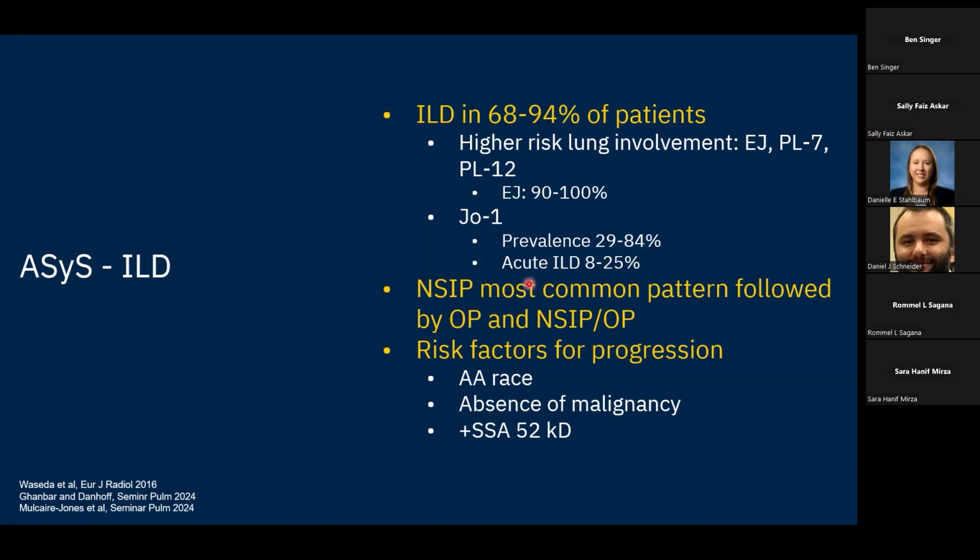Notably, these patients can have quite severe acute ILD as well. I have a couple on my panel now that have been hospitalized multiple times, required ECMO, given the rapid severe progression. But thankfully, they tend to be more immunosuppression responsive. NSIP is the most common pattern, followed by organizing pneumonia and an overlap between NSIP and organizing pneumonia. And then similar to our other ILDs, risk factors for progression include African-American race, actually absence of malignancy, and then patients, again, who in addition to their antisynthetase antibody are also positive for that SSA 52 kilodalton.